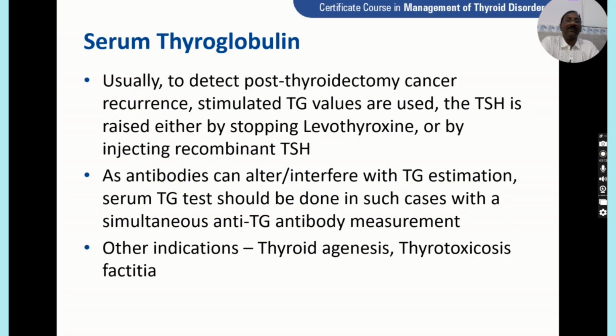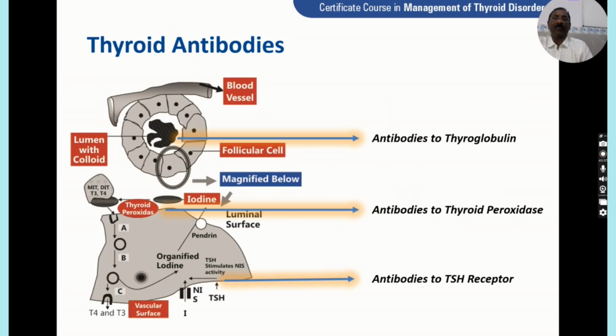Stimulated thyroglobulin values are used. The TSH is raised either by stopping the levothyroxine or by injecting recombinant TSH. As antibodies can alter or interfere with the TG estimation, the serum thyroglobulin test should be done in such cases with a simultaneous anti-thyroglobulin antibody measurement. Other indications: thyroid agenesis or thyrotoxicosis factitia.